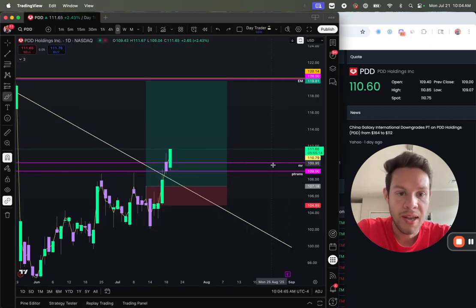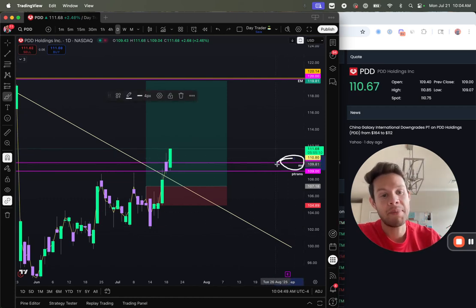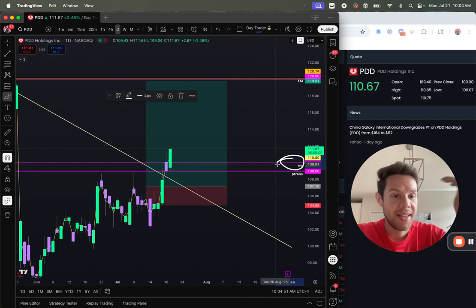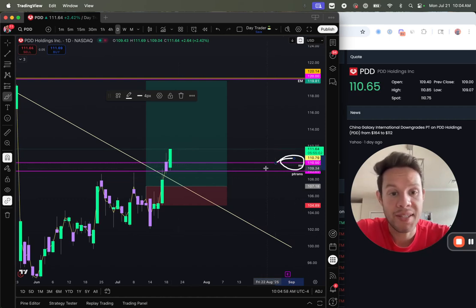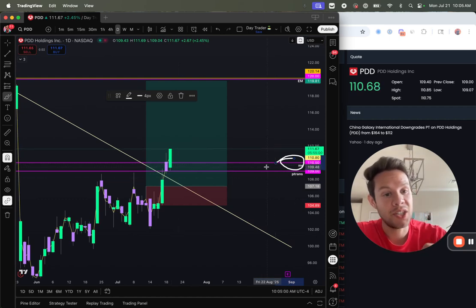So it's simple. Gextron is telling me 110 is the biggest level of support as of right now because we are sitting above it. If price action gets below it, it's going to be the biggest resistance level. So as long as price action stays above 110 as of right now, because this can change later in the day, it could change tomorrow, and so on.